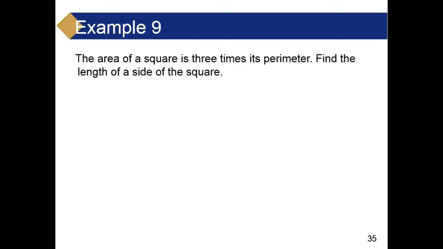So here we've got example 9. In the book, it's example 12. Okay? The area of a square is 3 times its perimeter. There's a little bit of something I don't like about that sentence, but we'll get there in a minute. Find the length of a side of the square.